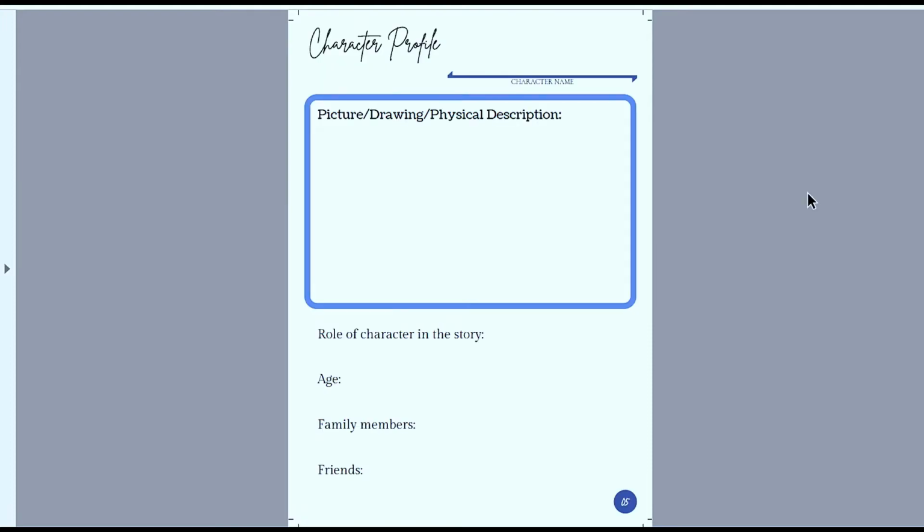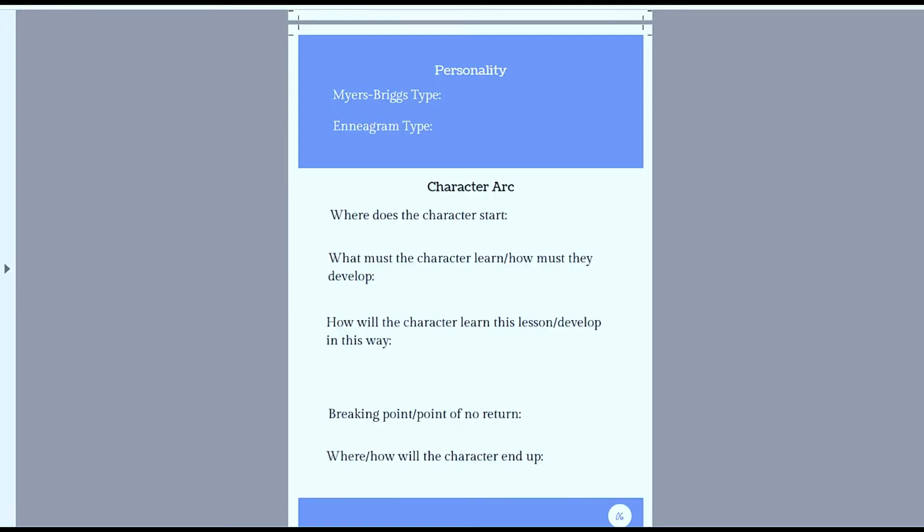Now this is just the second character profile. There are 6. They follow the exact same layout, so I'm just gonna go ahead and skip through them.